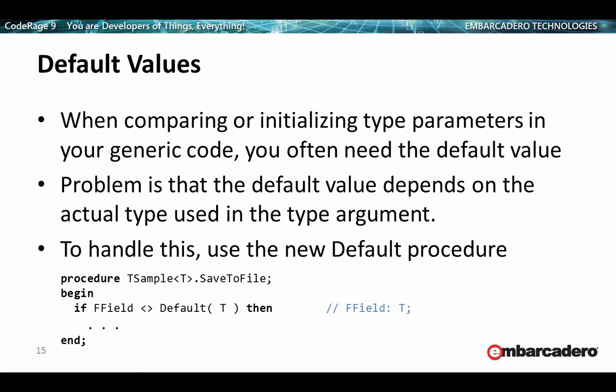The RTL gives us a pseudo function called default, which when we pass it a type parameter will actually give us the corresponding default value so that the comparison will work. So if we wanted to save the file, but we only want to save a value if it's different than the default, we can do something like, if FField is not equal to the default, then go ahead and do that. The comparison will work correctly, and we don't have to worry about trying to figure that out another way.